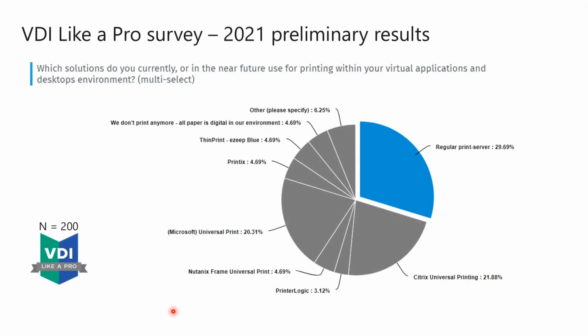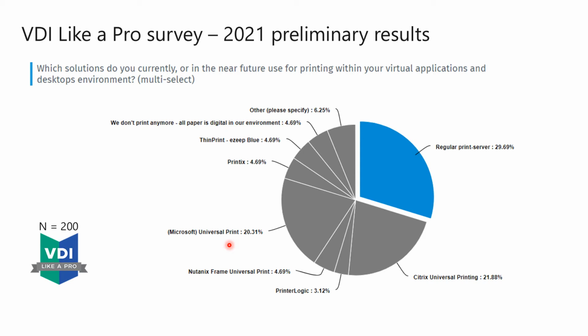So let's look a little bit at the VDI Pro survey of 2021. These are the preliminary results, and as you can see, we asked the question: which solutions do you currently or in the near future use for printing as part of your virtual applications and desktop environment? You see that regular print server is still what the vast majority is using, but there is a huge interest as well in Universal Print, as you can see.